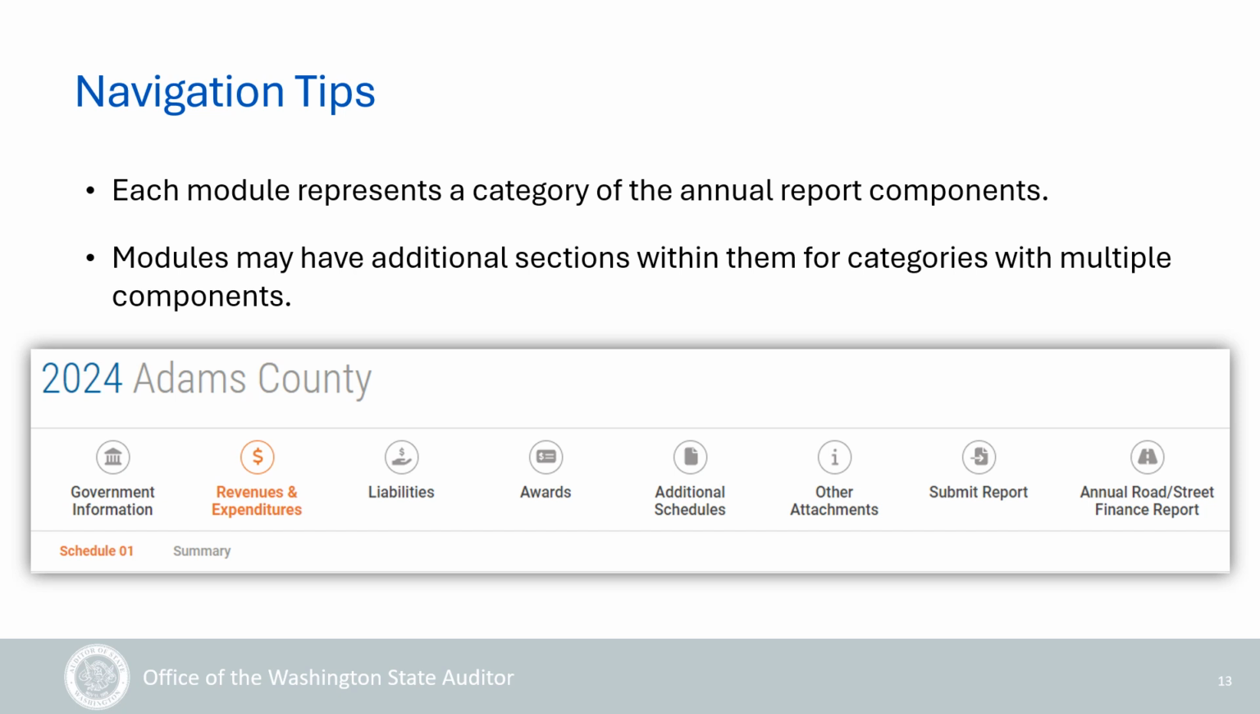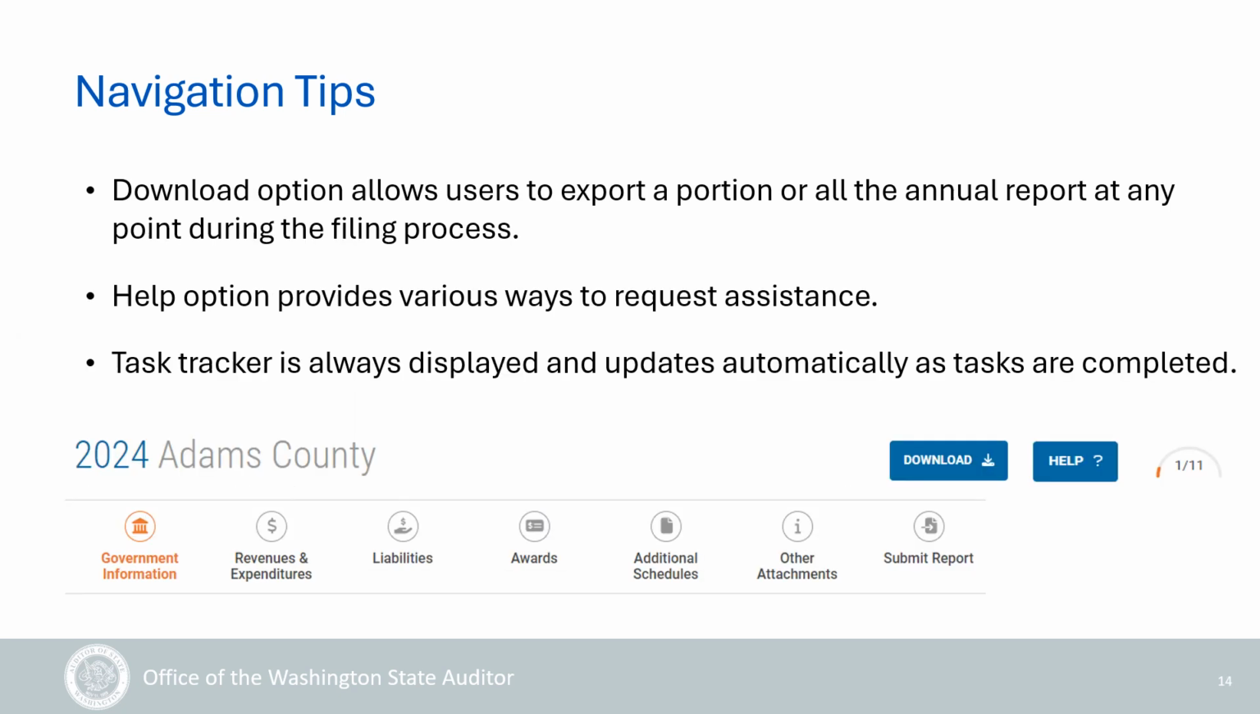Before we get too far, let's go over some important navigation tips. Once your report is created, you'll notice this navigation bar. Each module represents a category of the annual report, and there are sections or steps within each module where you'll complete the components of the report. There are also some menu options always displayed in the navigation bar. As I mentioned before, the task tracker is always displayed here and updates automatically as you complete tasks. There are also download and help buttons that we'll discuss over the next few slides.